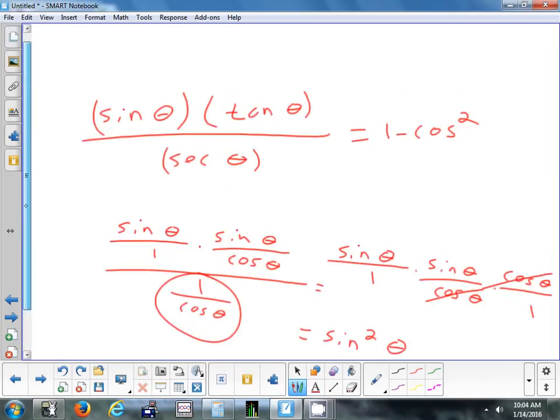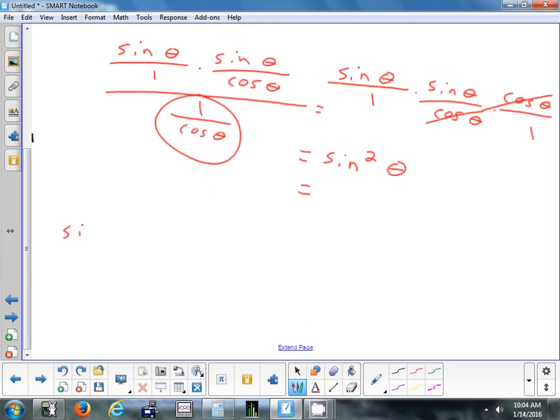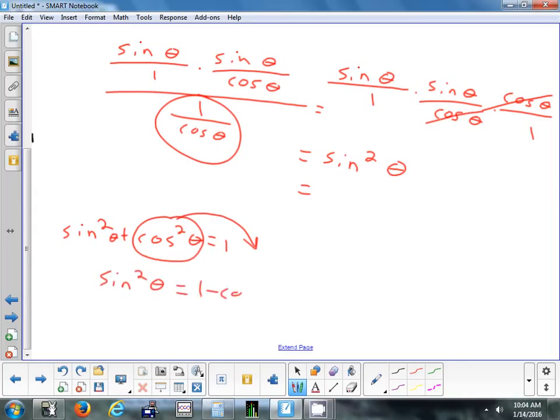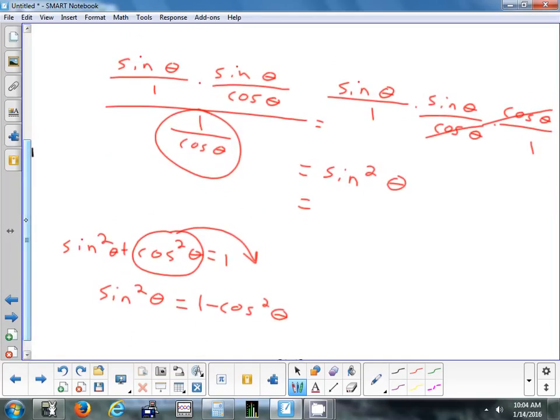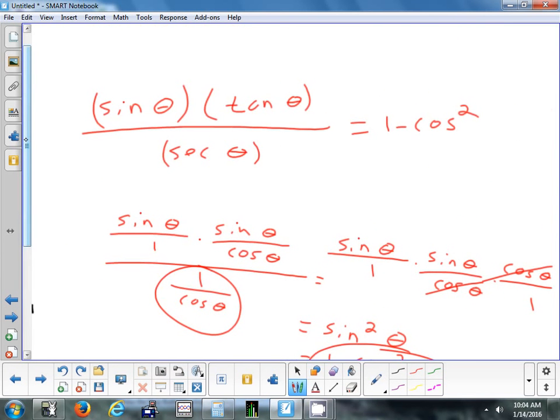And if I go back and look at the original problem, they wanted 1 minus cosine squared. Well, if we remember the trig identity sine squared plus cosine squared equals 1, if you put this on the other side by subtracting it, you would have sine squared equals 1 minus cosine squared. So we can change sine squared using the Pythagorean identity to 1 minus cosine squared. And that's exactly what they were looking for.